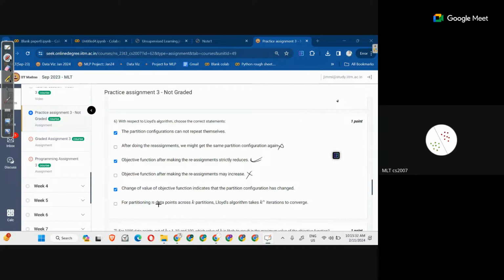The last point is: for partitioning n data points across k partitions, Lloyd's algorithm takes k to the power n iterations to converge. No, k to the power n is the maximum number of iterations. Okay, the maximum number of combinations, or the maximum number of iterations possible. So that is there.